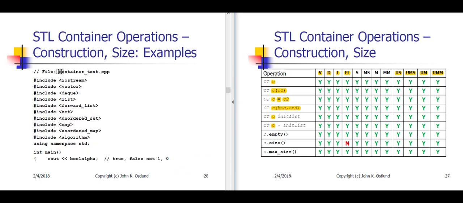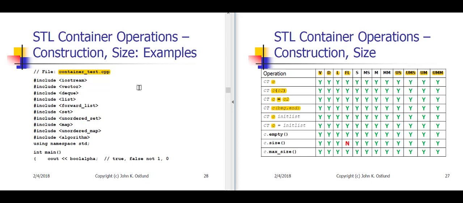We're going to take a look at this very long program in a file named containertest.cpp to illustrate all these various functions that we're talking about in these tables. So, here on slide 28 we have the very top of containertest.cpp, and we've pulled in all of the headers for all of the standard template library container types.